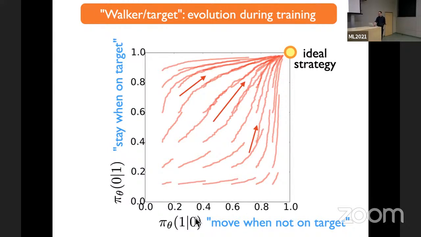And so what you can do in such simple cases still, where you only have few states and few actions, you can make a plot like this, where you plot how the policy evolves. So the policy as expressed through the probability to, say, stay when on target, action zero when state one, or to move when not on target, action one given state zero. And by normalization, this is sufficient to characterize the full policy, even though there are four probabilities. And then you can see during learning how this evolves. And you see that everything moves towards the ideal strategy, which is just to move all the time until you hit the target and then you should stay. Okay, so that was a very simple example.